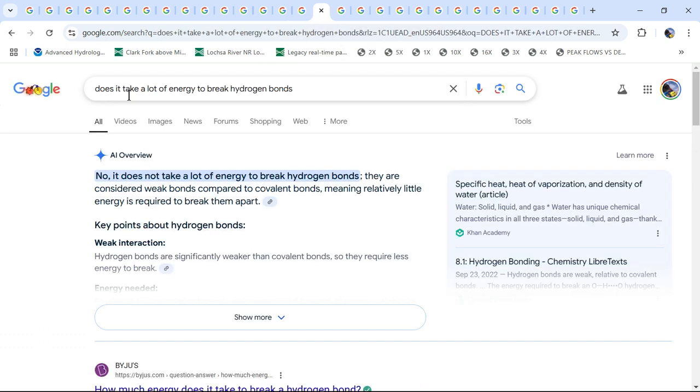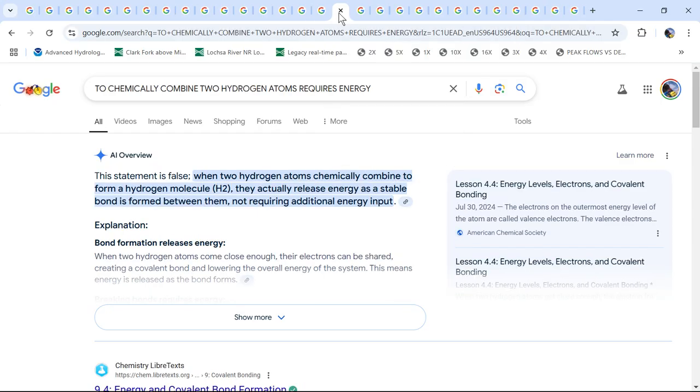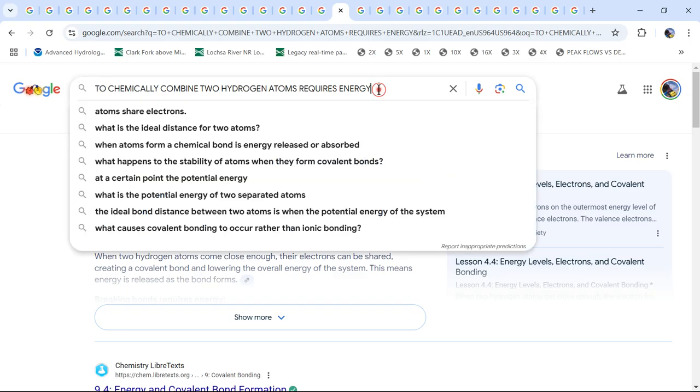Cool. Does it take a lot of energy to break hydrogen bonds? And I was surprised about this, it's no, it doesn't. Well, I can't say things that I don't know, but these bonds are considered weak bonds. Compared to covalent bonds, I don't know what type they are. Anyway. To chemically combine two hydrogen atoms requires energy. And so I'm glad this statement was not true.